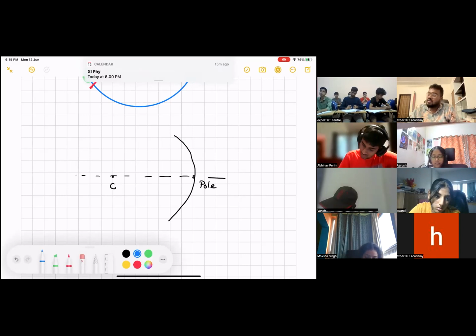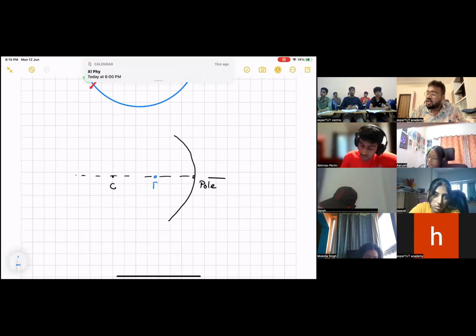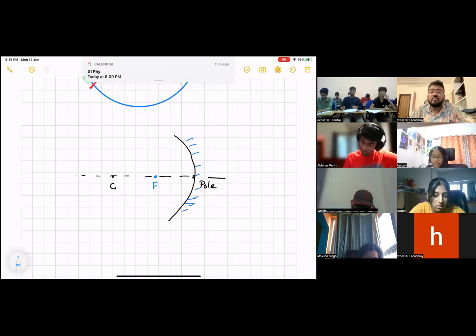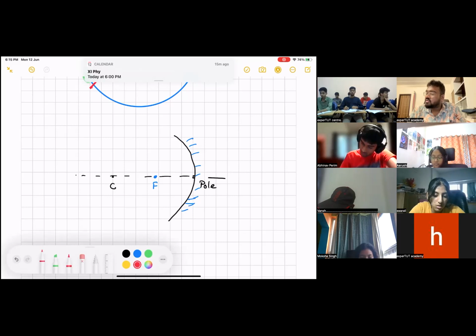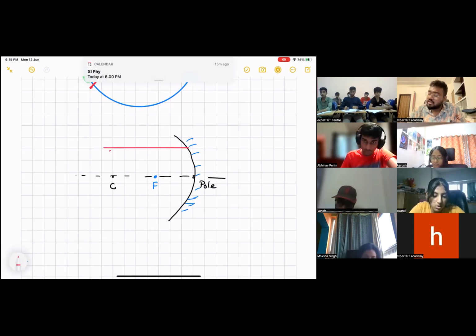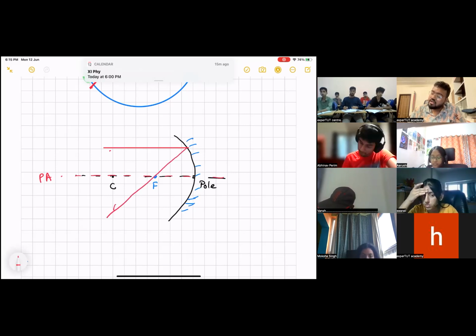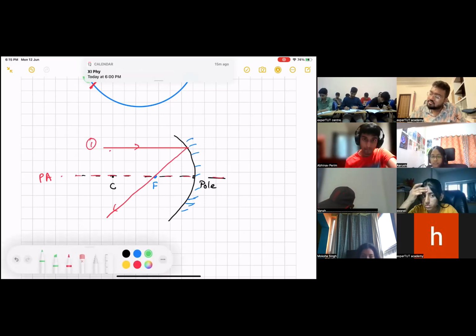The basic formula is, there is a point F, the focus, and it is in the midpoint. It is not always the midpoint, but we'll discuss that in the next class. For your syllabus, it is the midpoint. A light ray coming parallel to the principal axis, this line, is the principal axis. Do you all remember this? This ray, which comes parallel to the principal axis, will pass through the focus. This is number one.